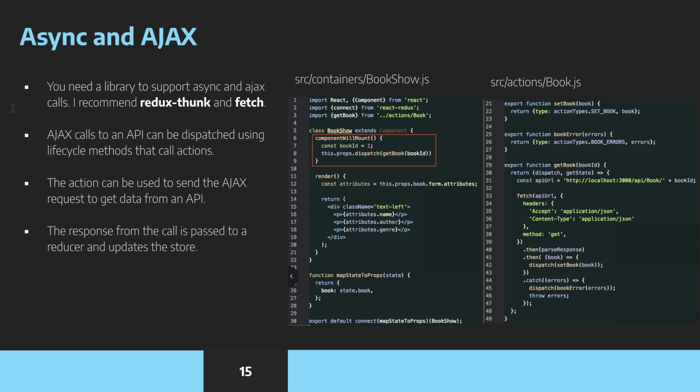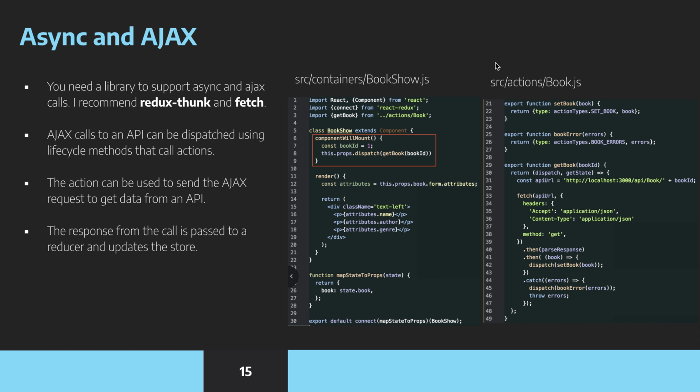Ajax calls to an API can be dispatched using the lifecycle methods, and those can call actions. So an action can be used to send the Ajax request to get data from the API. The response from the call is then passed to a reducer, and that updates the store. So if we look at one of my components, book show, you can see there's a component will mount. So when the book show mounts, we're just setting an imaginary ID equal to 1, and then we're calling this.props.dispatch, and we're going to dispatch the get book action and pass it the book that we want to get.